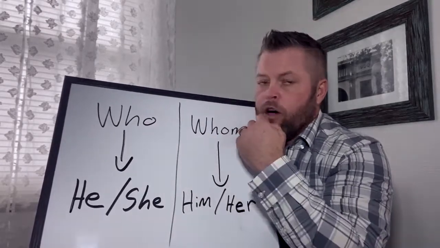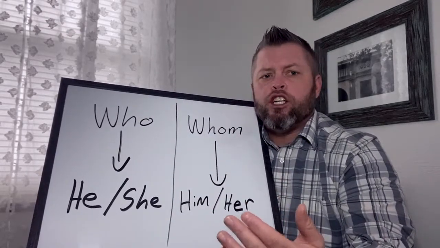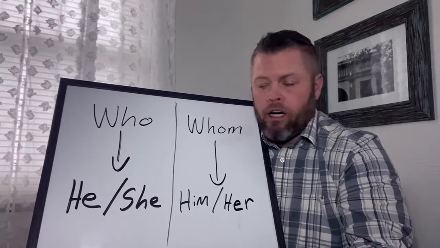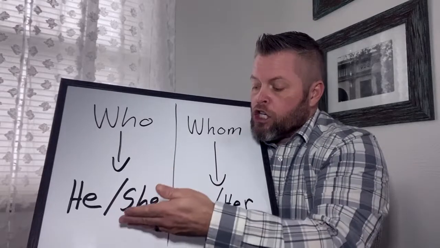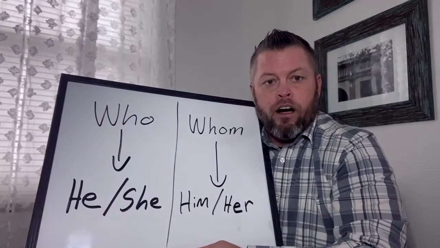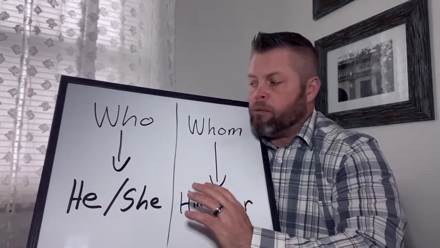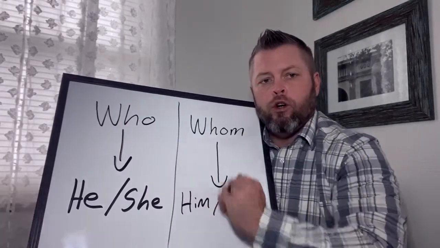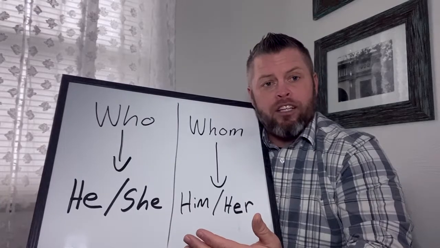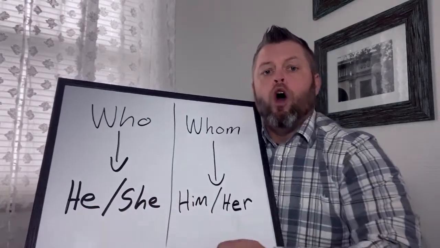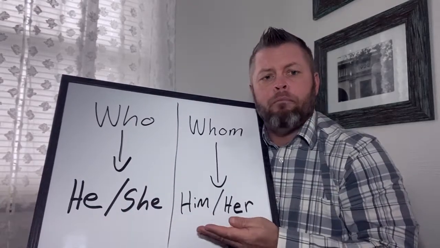Now with who, you could say, who is in charge of feeding the dog? And so you can say, well, he is in charge of feeding the dog, or she is in charge of feeding the dog. So when you're trying to determine between who and whom, one of the easiest ways is just asking the question. Are you going to answer the question with he or she, or are you going to answer the question with him or her?